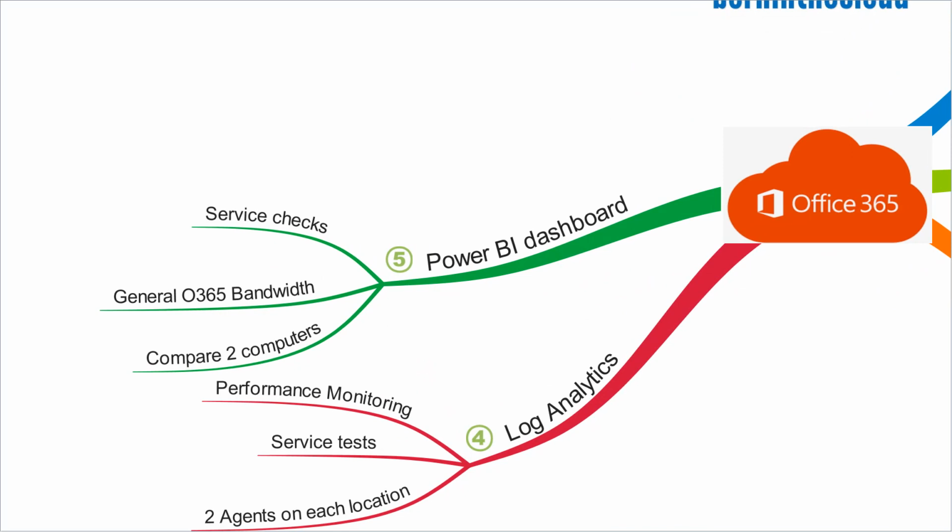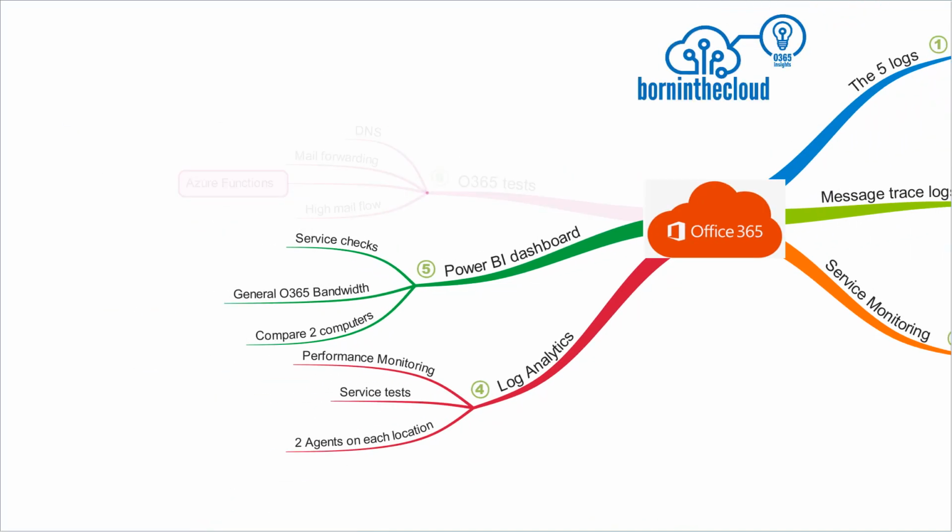We take the data that's in log analytics and we put it into a Power BI dashboard. We put things like the service checks. We look at general Office 365 bandwidth and consumption, and then we're able to do things like compare computers, compare processes. I have down 2 computers, but you can compare as many as you like.